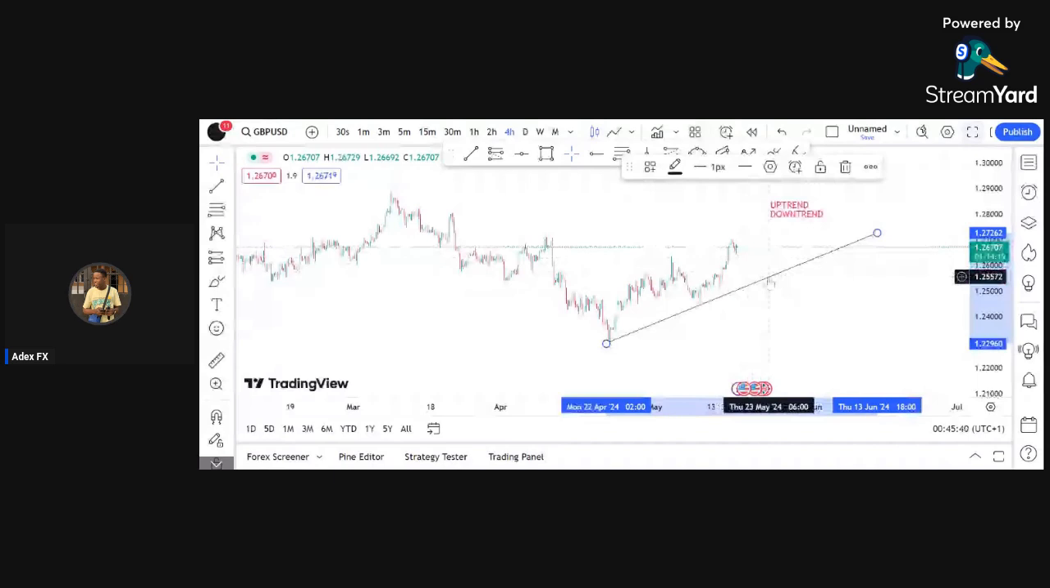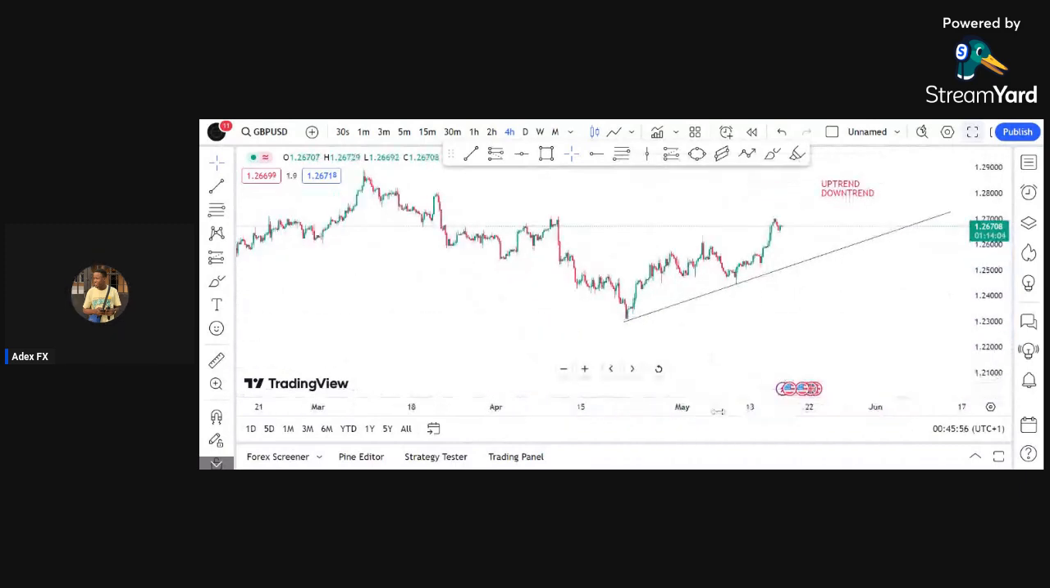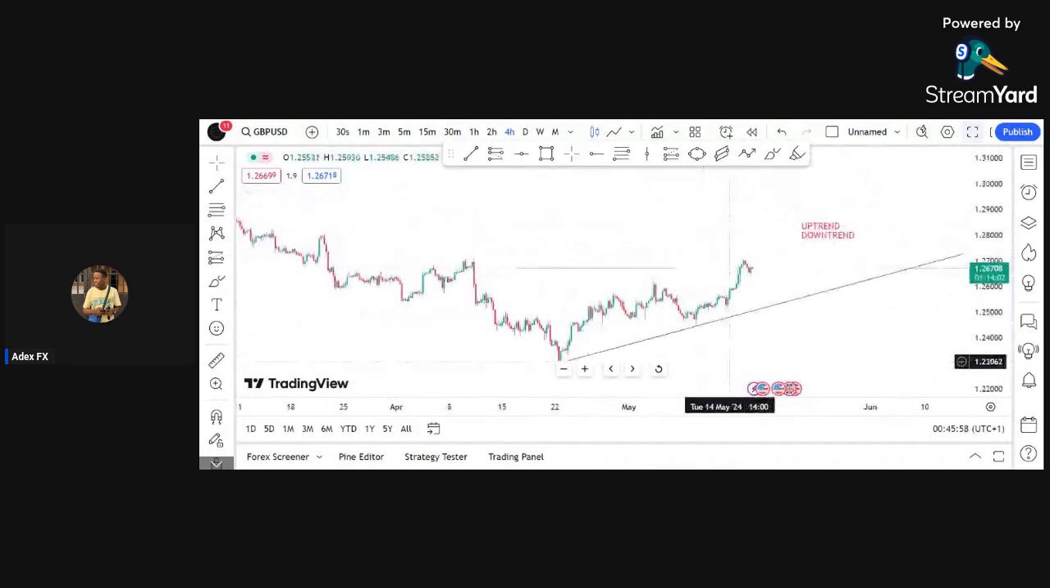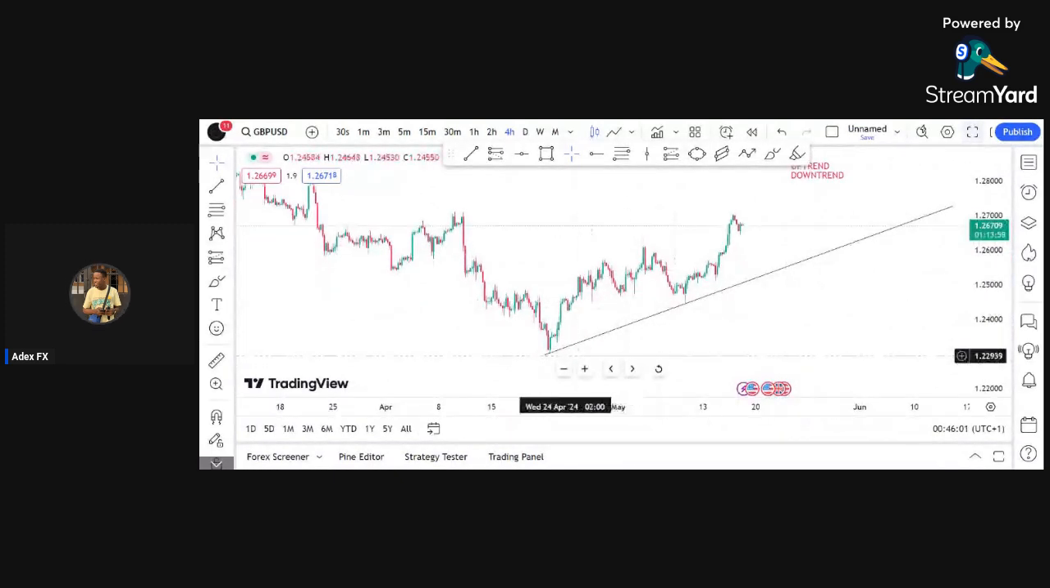So when market comes back on this trend line, you should be expecting to buy. You understand? You should be looking forward to buy on this trend line. You understand now? You should be expecting the market to push to the other side. You understand? So that is what I'm trying to, let me widen this. You're going to understand. So you can see how market reacts on this trend line now.